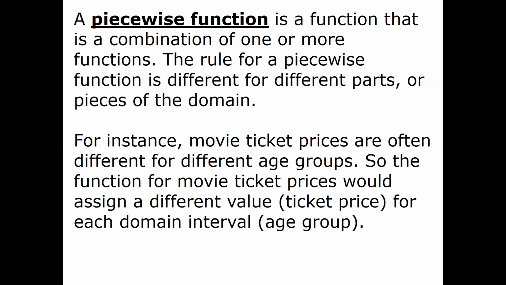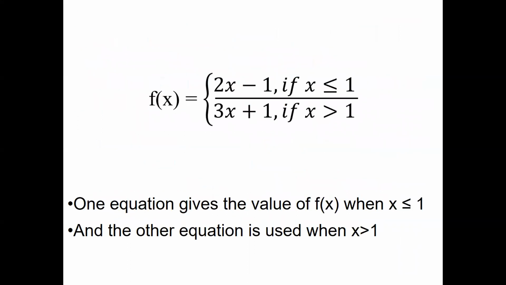So the function for movie ticket prices would assign a different value, a ticket price, for each domain interval. So for each age group, you could have a 1-year-old that gets in for free, a 2-year-old's $5, for me to get in is 10. So there would be 3 different values or ticket prices for each age group, or your domain. So this is an example of what a piecewise function is.